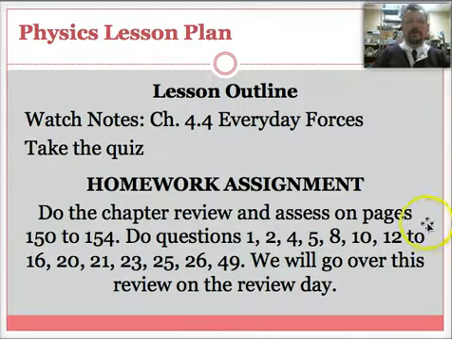Your homework assignment, which will be due next week, is to do the chapter review and assess on pages 150 to 154. Do questions 1, 2, 4, 5, 8, 10, 12 to 16, 20, 21, 23, 25, 26, and finally 49. We will go over this review on the review day.